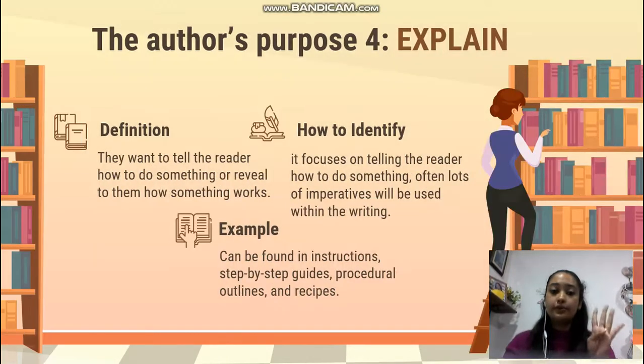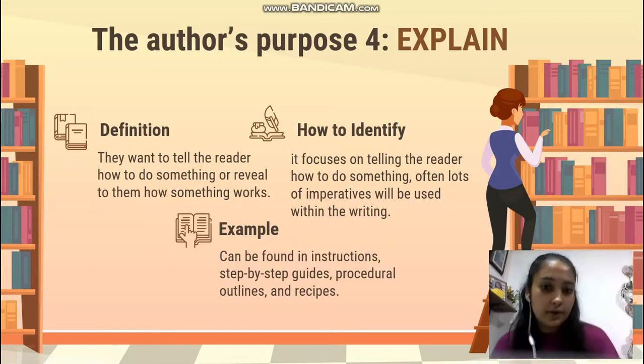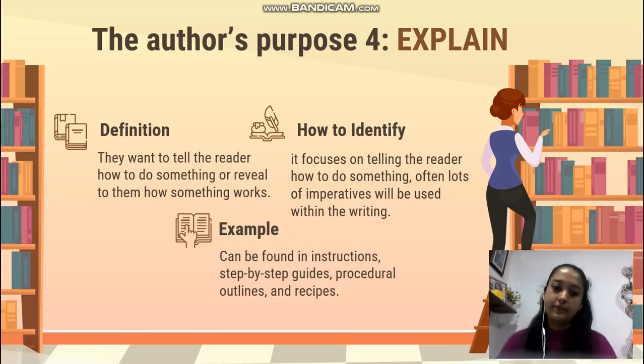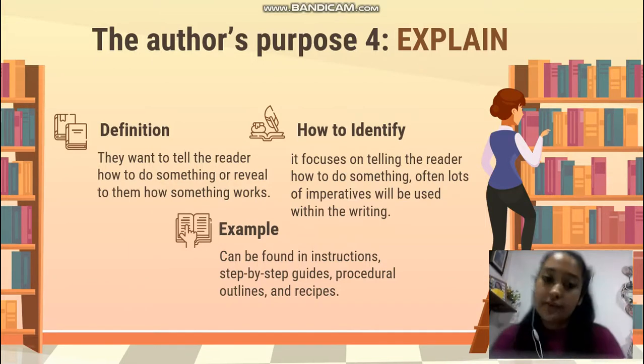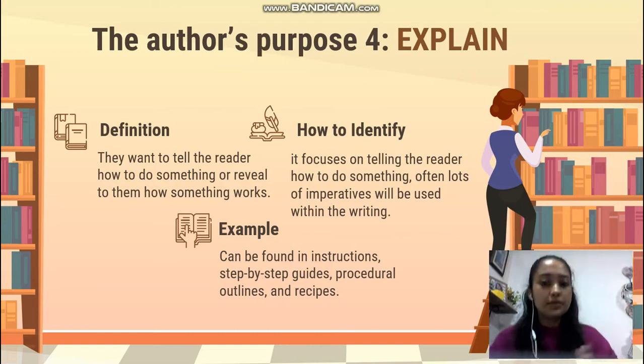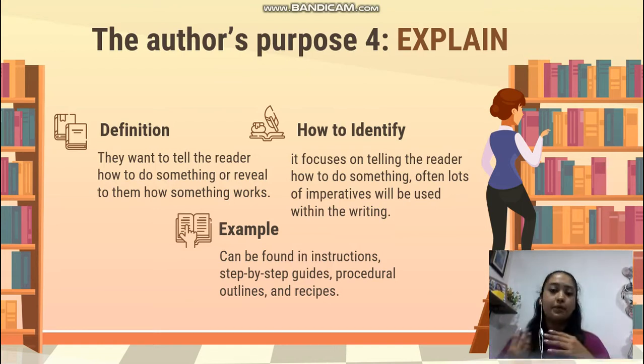So the fourth one is to explain. Here, the author wants to tell the reader how to do something, or reveal to them how something works. And this type of writing is about communicating a method or a process. For example, writing with the purpose of explaining can be found in instructions, step-by-step guides, procedural outlines, and recipes, among others. And how can we identify this?